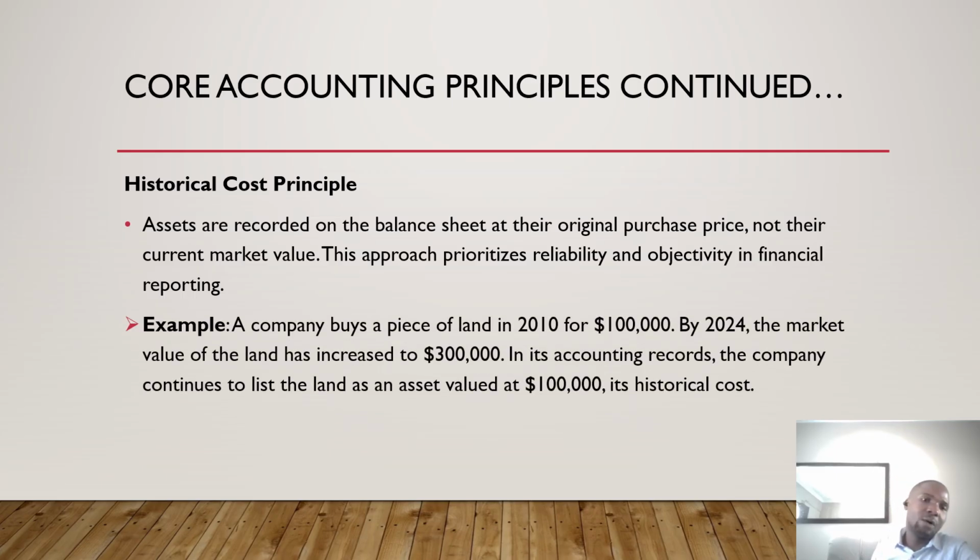Let's go straight to our example. So for example, a company buys a piece of land in 2010 for 100,000 US dollars. We know land appreciates with time. So by 2024, the market value of the land has increased to 300,000 US dollars. So in its accounting records, the company continues to list the land as an asset valued at 100,000 US dollars, its historical cost.